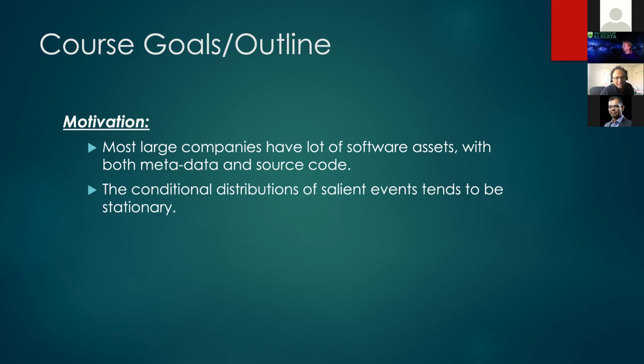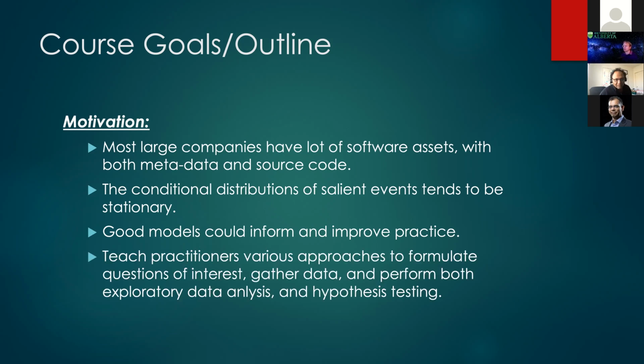This is well known, that people have found that in many cases, salient events like defect occurrences have stationary distributions. So if you build models, you can inform and improve software practice. So that was sort of the motivation for teaching a course in empirical software engineering.